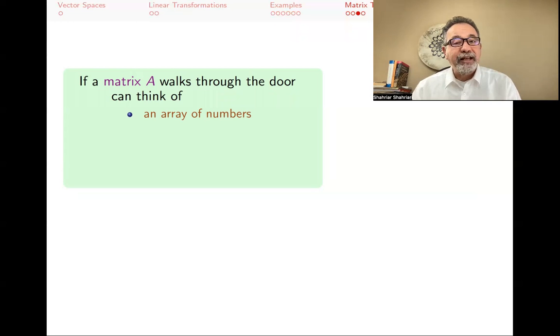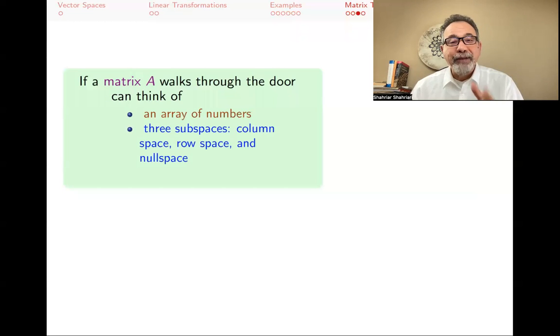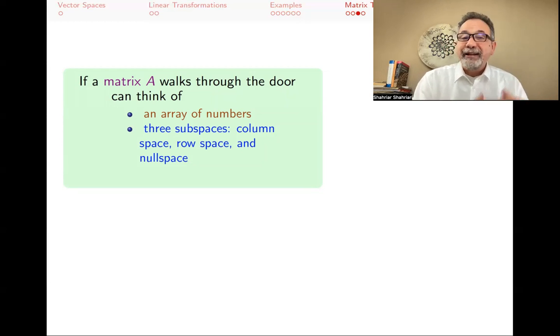A more sophisticated version is to say that when a matrix walks through the door, there are 3 important vector subspaces: the column space, the row space, and the null space. And these are all going to give me information. In fact, in this series of lectures, we've been exploring what information can be gleaned from the column space, row space, and null space. We have found some of it, and after our new point of view about thinking of matrices as linear transformations, we will gain even more insight into these subspaces. But looking at these subspaces, I have a column space, that's the space spanned by the columns.